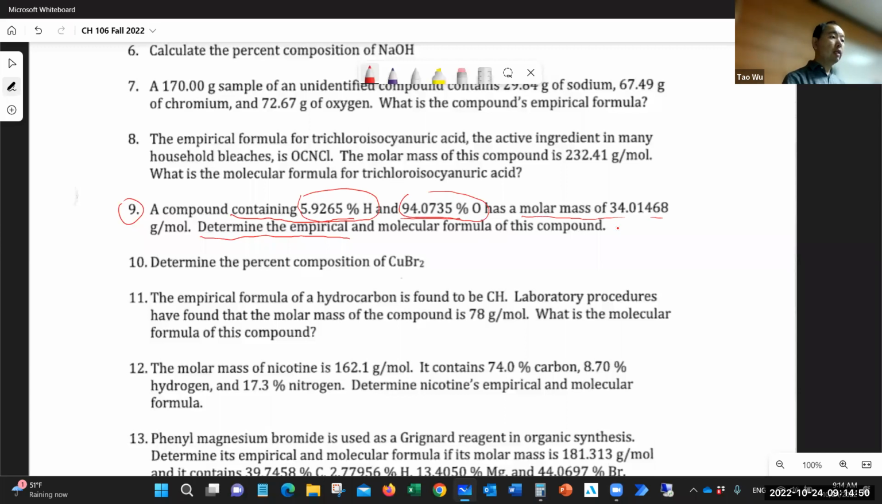So we have the percentage for hydrogen and oxygen, and we try to use the percentage of those two elements to figure out what is the empirical formula. So we have several steps. As long as you follow the steps, you should be able to solve the problem.